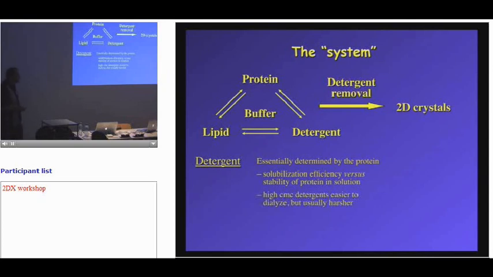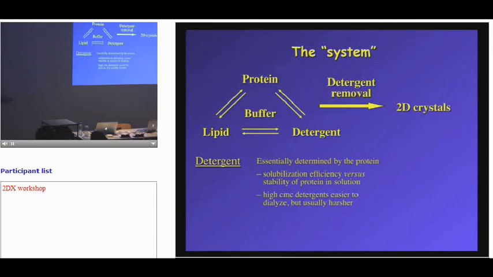So we obviously like high CMC detergents because we want to dialyze it away. But high CMC detergents, as a rule of thumb, are more aggressive than the low CMC detergents. And so if you can get away with a high CMC detergent, you're happy. If you can't, you have to use a low CMC detergent.